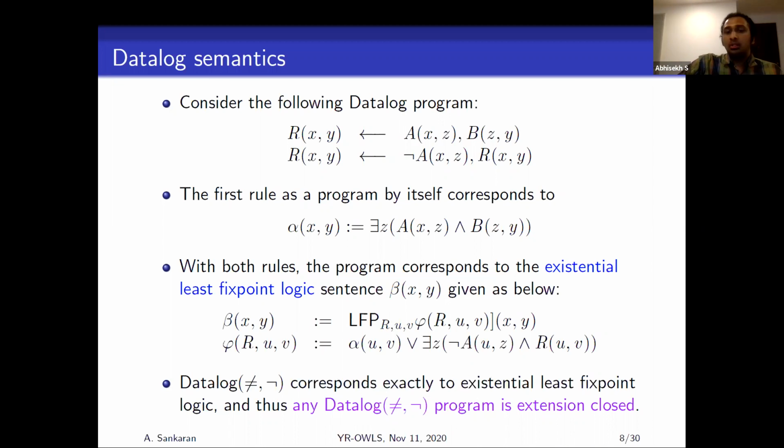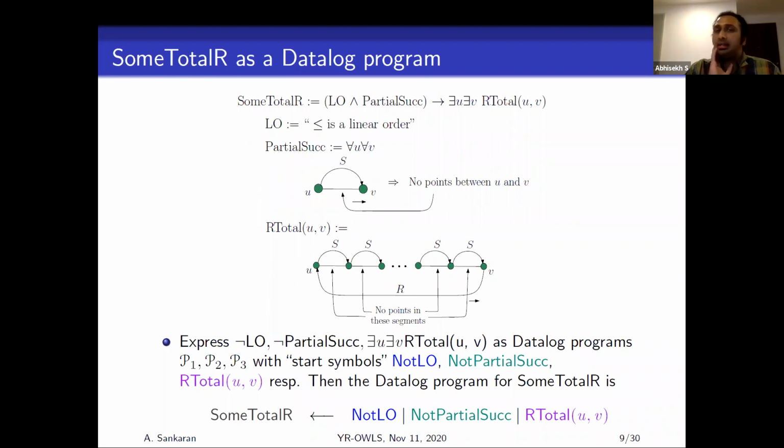So we will utilize the very fact that a Datalog program, by virtue of its syntax, guarantees you extension closure. So let's see how you can describe sum total R as a Datalog program. Well, it's very natural. You just express negation LO, negation partial successor, and there exists UV R total as Datalog programs. And the Datalog program for sum total R is just sum total.